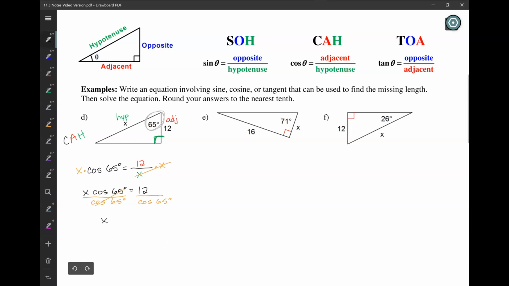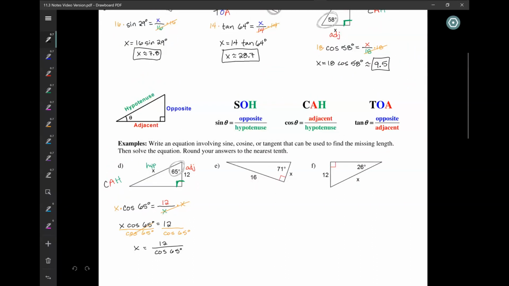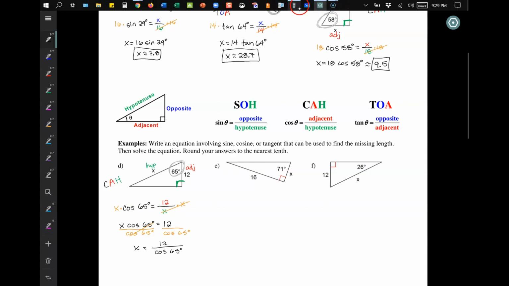So that tells me that x equals 12 divided by cosine of 65 degrees. So if you look at the problems up above, you ended up doing something times the sine of something, or something times the tangent of something, or something times the cosine of something. When x is on the bottom of the fraction, you're going to do something divided by the cosine of something, or something divided by the sine of something, or something divided by the tangent of something.